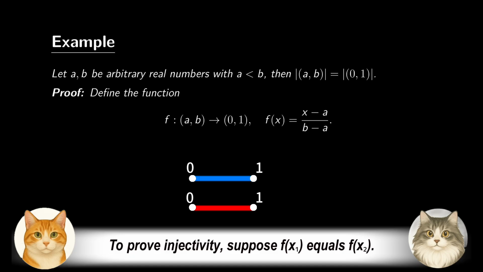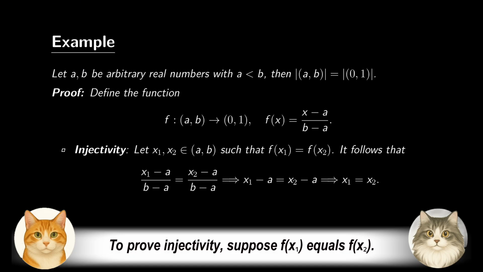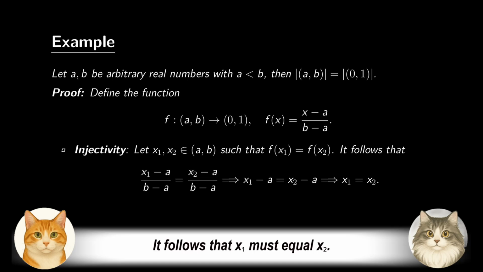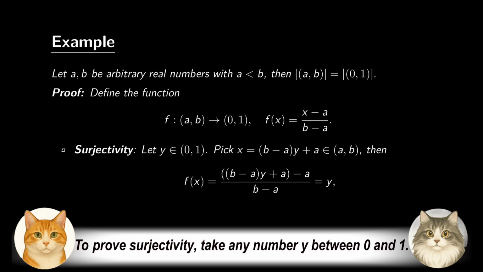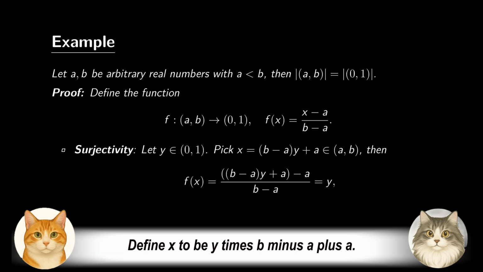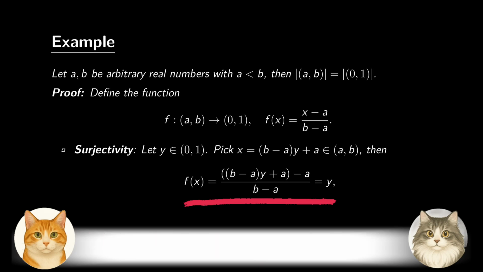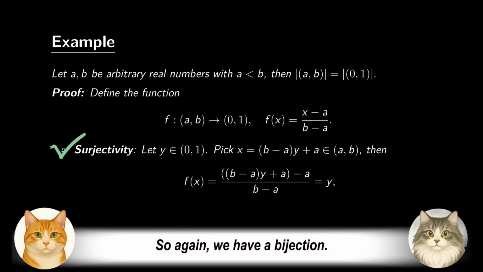To prove injectivity, suppose f(x1) equals f(x2). Then we have the equation (x1 minus a) over (b minus a) equals (x2 minus a) over (b minus a). It follows that x1 must equal x2. To prove surjectivity, take any number y between 0 and 1. Define x to be y times (b minus a) plus a. That x lies inside (a, b), and plugging it back into f gives exactly y. So again, we have a bijection. These two intervals are equinumerous.